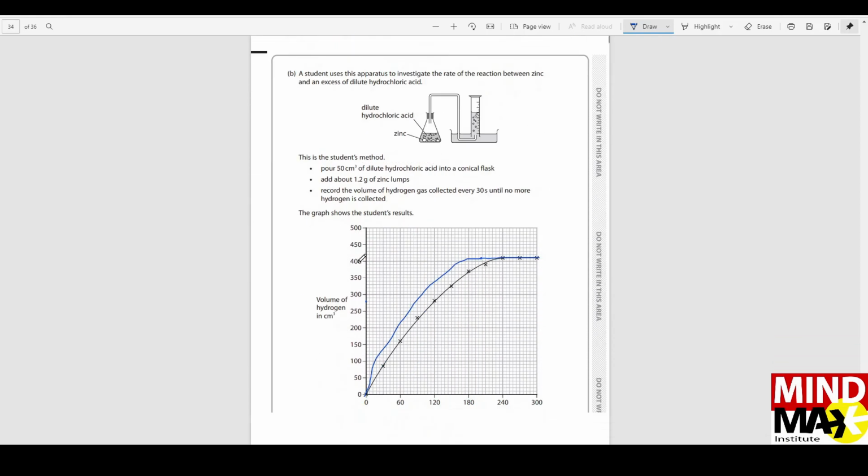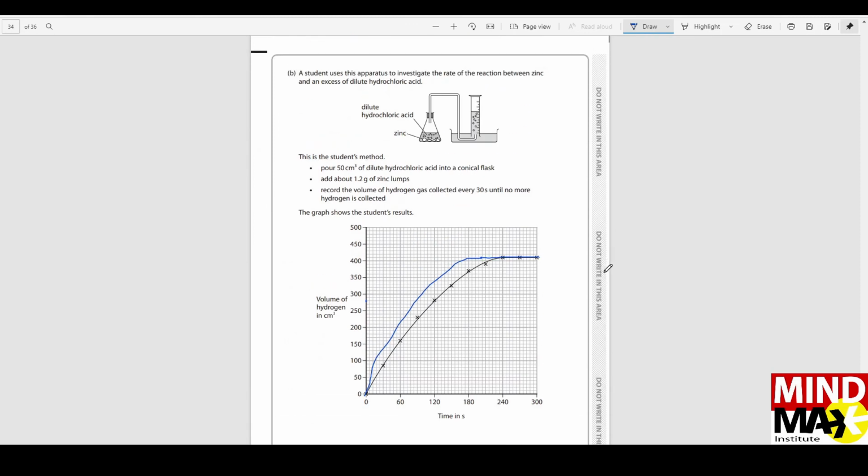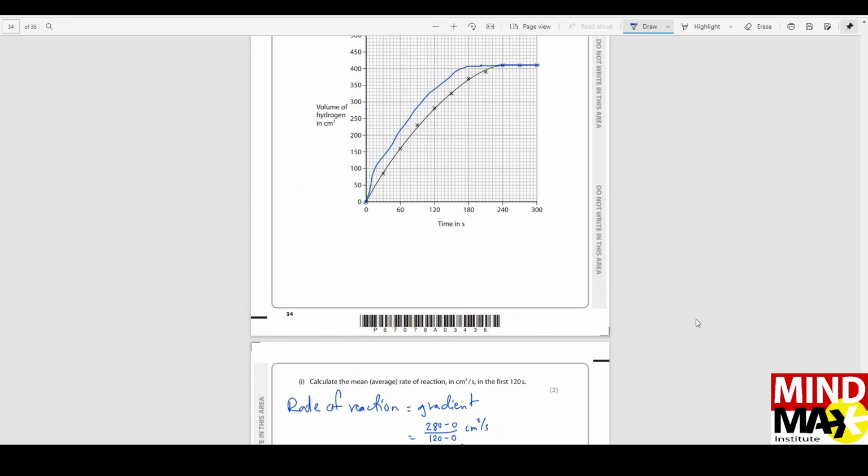Then here, they are telling us to find the rate of reaction. So how do we find the rate of reaction? By finding the gradient of the graph. How much reaction happens per second. So we find the gradient of the graph. They told us to find the rate of reaction up to the first 120 seconds.